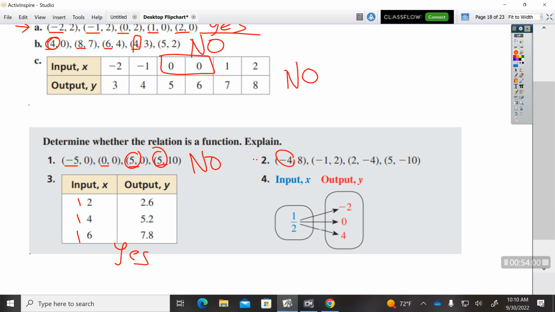Now number 2 over here, -4, -1, 2, 5. None of those x values repeated, so it is a yes.